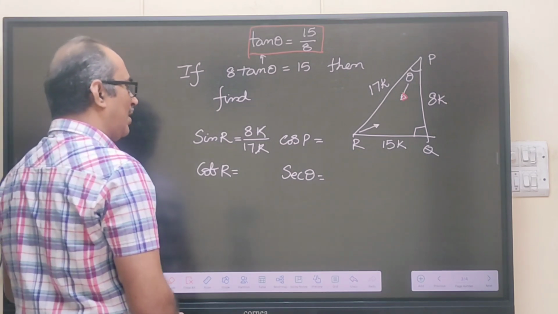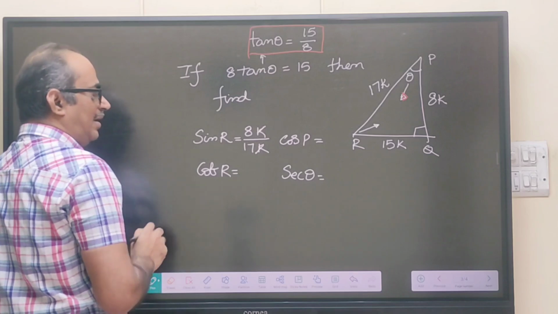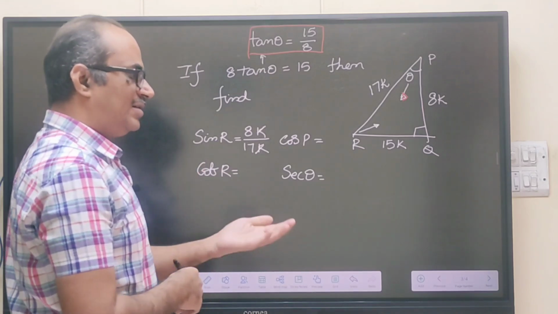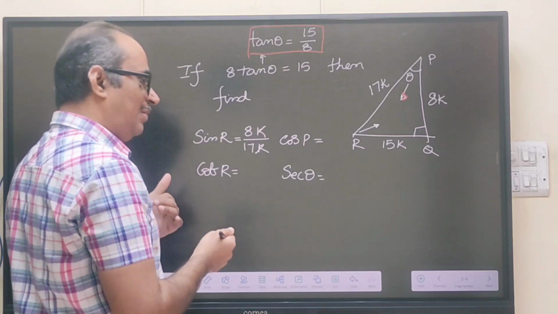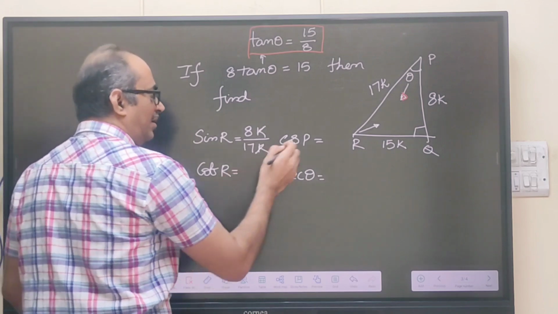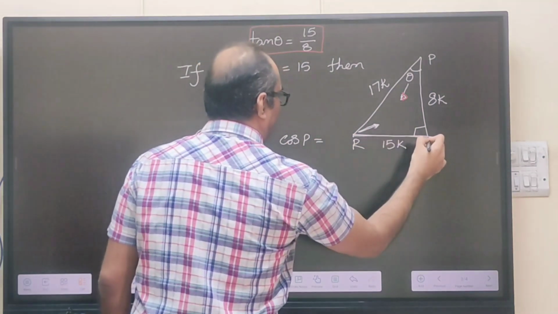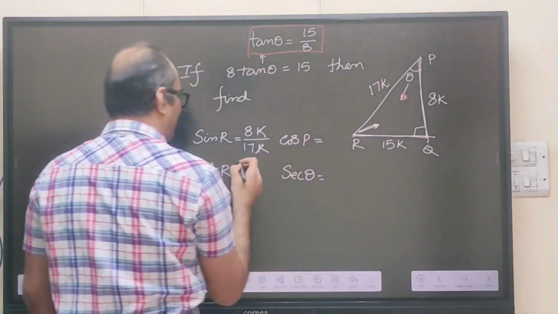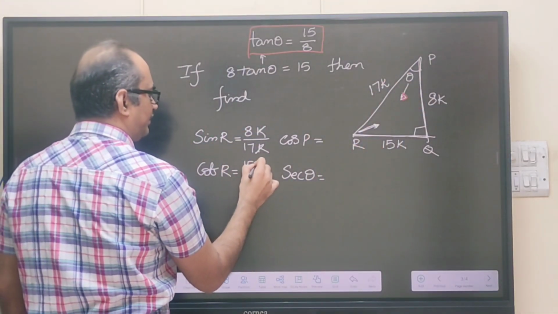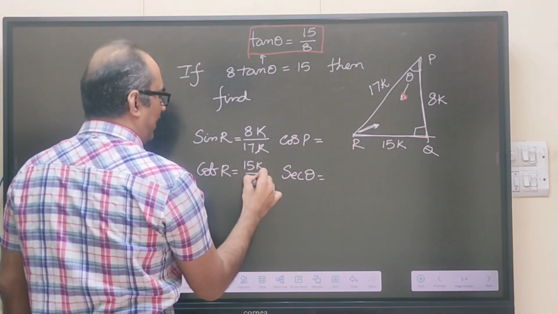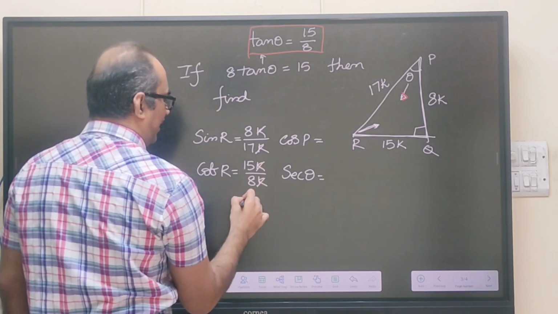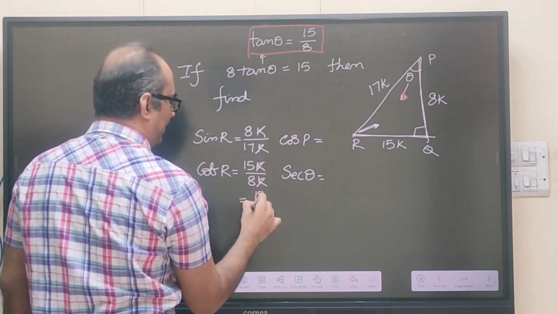Then what is cot R? Cot R is reverse of tan R. Tan R is opposite by adjacent, then cot will be adjacent by opposite. With respect to R, what is the adjacent? 15. What is opposite? 8. So 15k by 8k, we can cancel k and k and we can say that is 15 by 8.